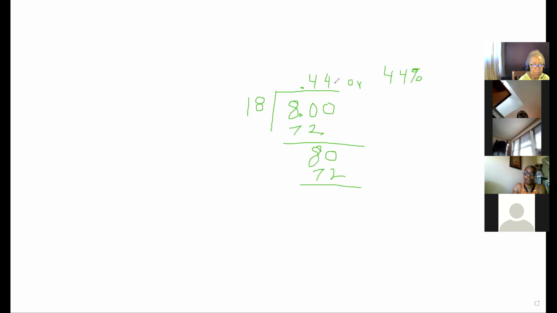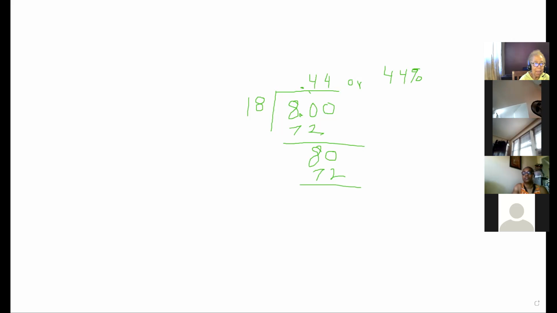Shift your decimal point over 2 places to the right, and that gives you 44%, which is the same as multiplying by 100, right? You follow, Michelle? Yes, ma'am. The 18 is the divisor. The 8 is the dividend. So 18 into 80 is going to be a decimal. Got it?